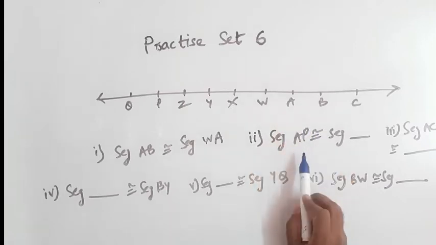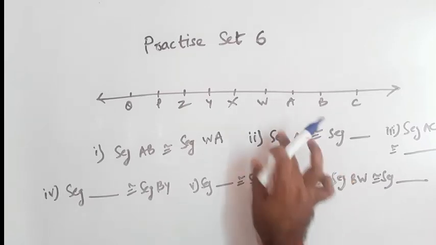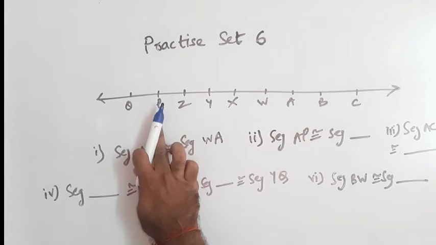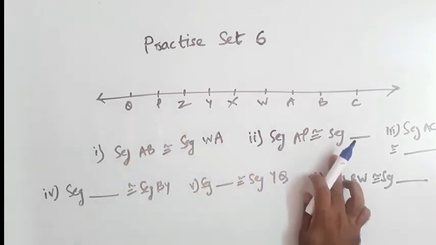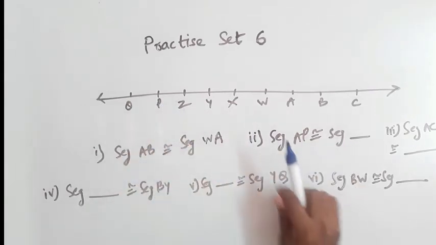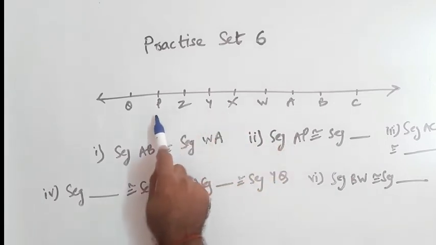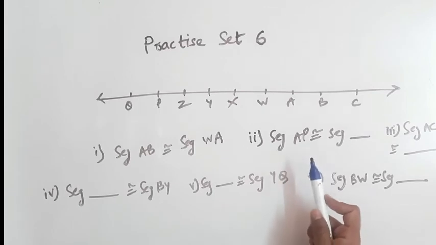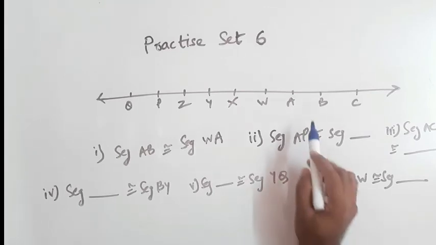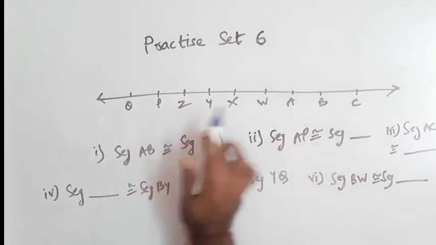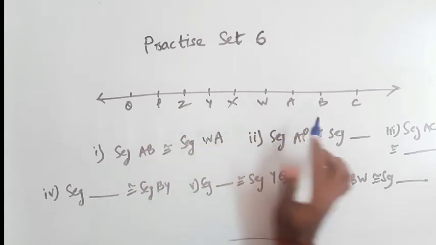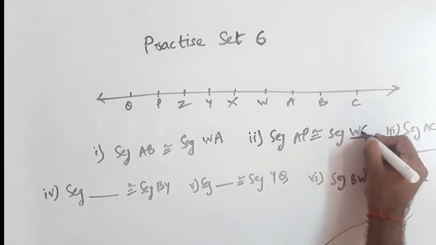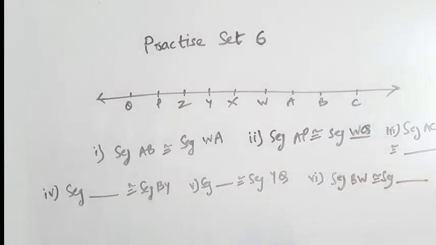Now if I am taking seg AP, along with this, what can I take? There can be multiple answers, children. It is not that you will have only one unique answer. So here for AP, I'll shift one to the left and write WQ. So AP will be congruent to WQ.